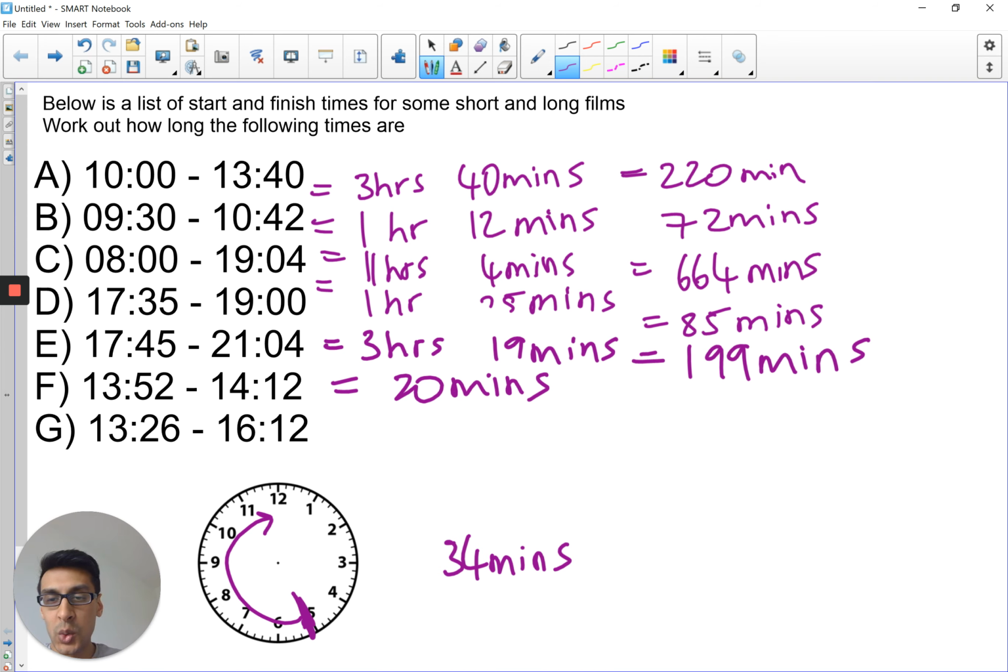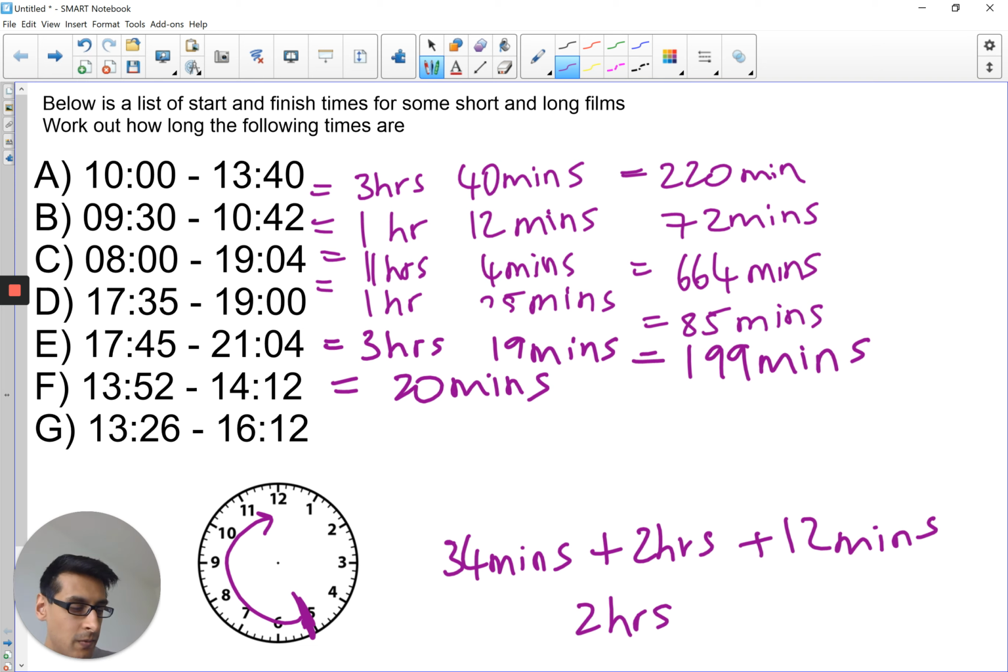That brings us to 2 o'clock, and then you have to add another 2 hours to get to 4 o'clock and 12 minutes to get to 12 past four. So it's going to be plus 2 hours plus 12 minutes. So that will in total bring it to 2 hours, and then 34 plus 12 is going to give you 46 minutes.